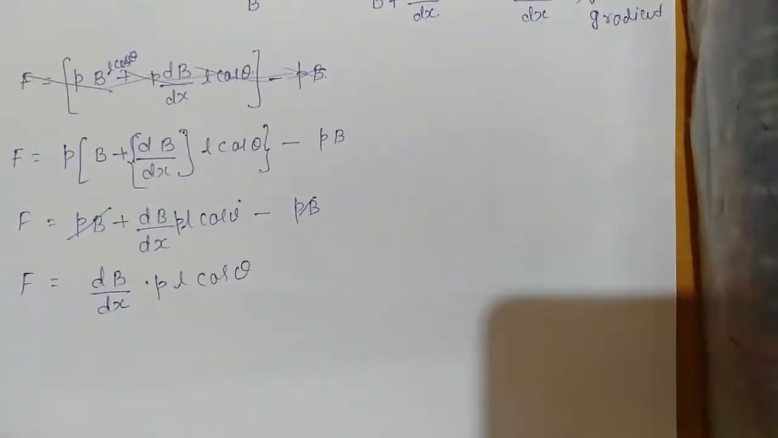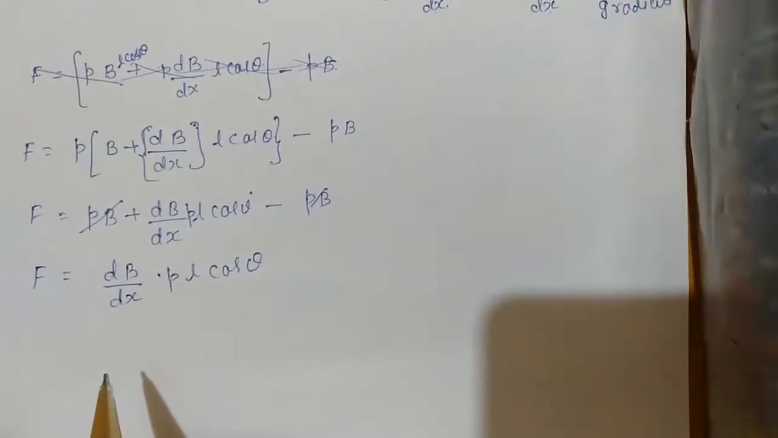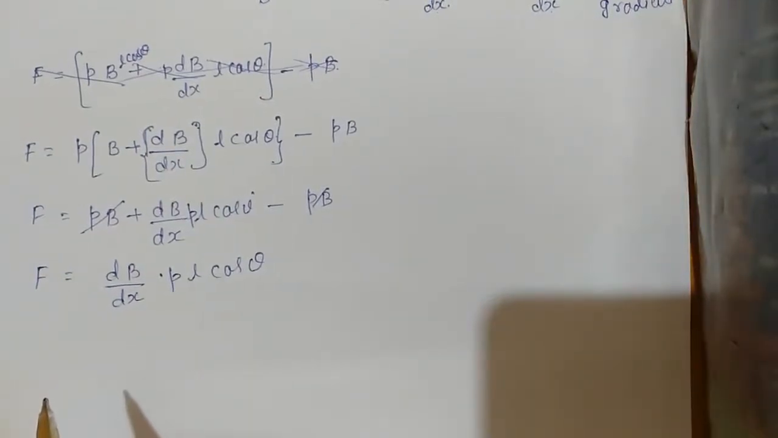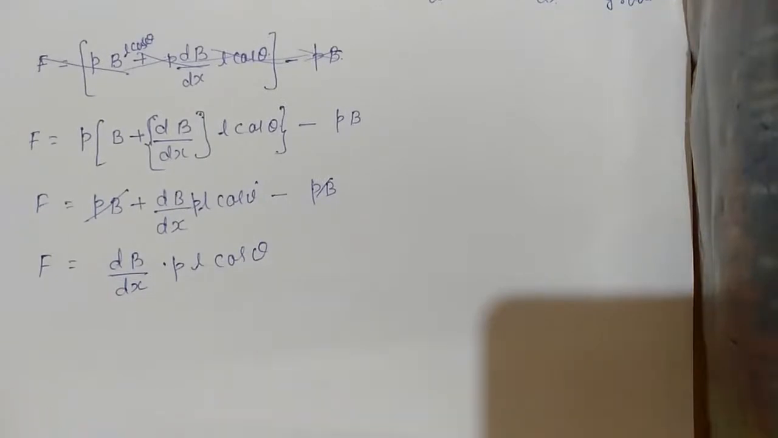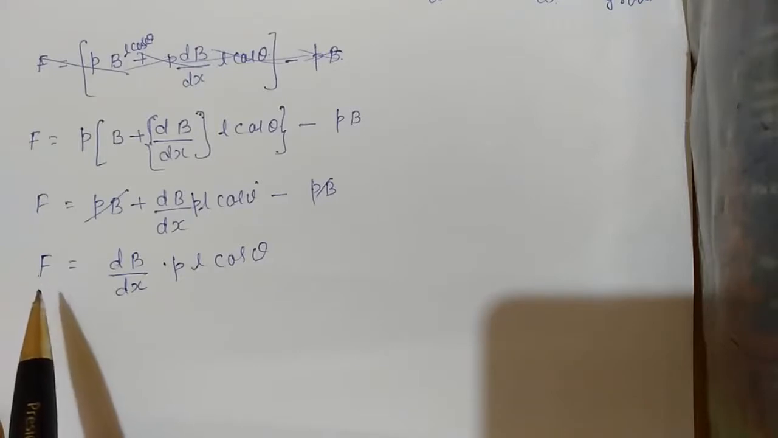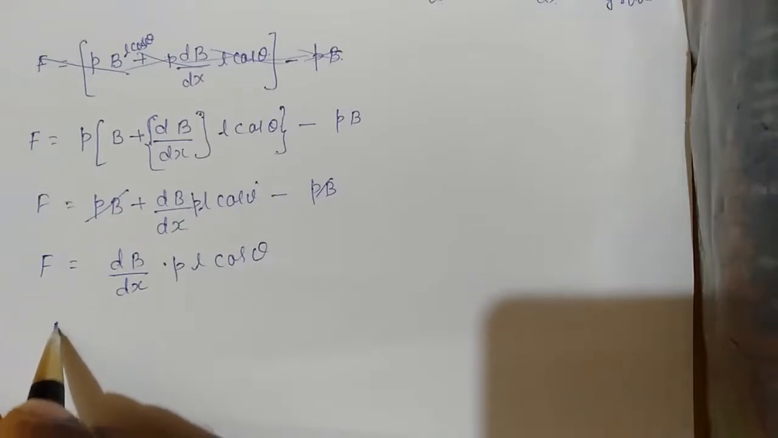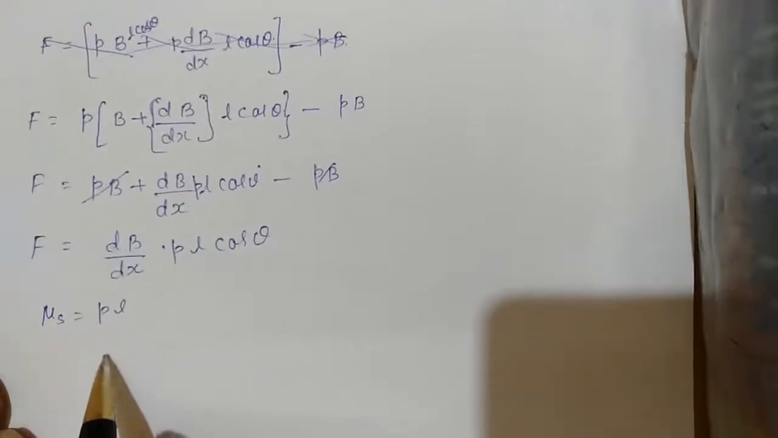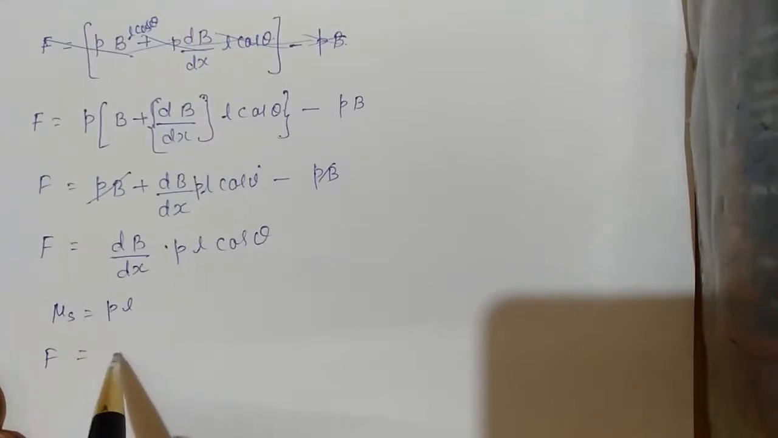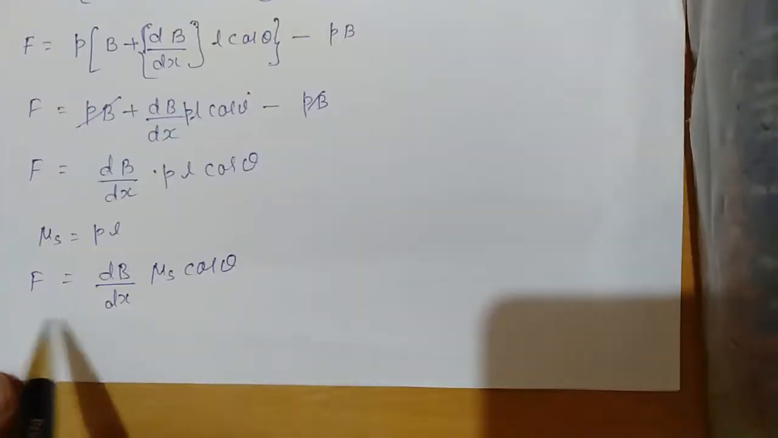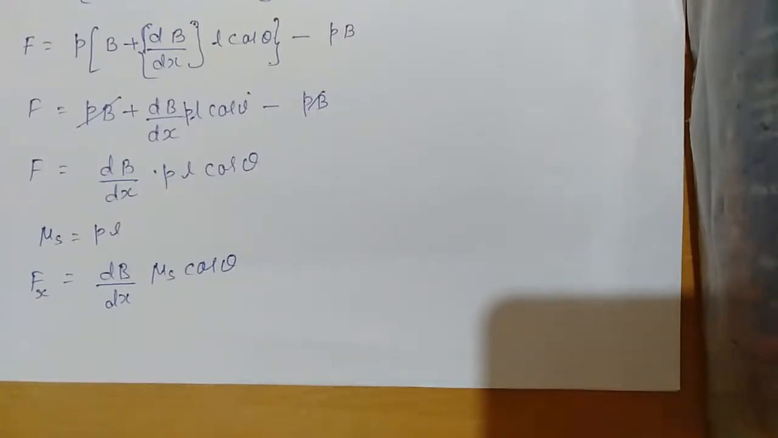Now let us calculate what is the net displacement that happens to the dipole. We know that there is a force acting on the dipole along with the torque. Now we have calculated the force. In this equation I'll put mu s as P into L, therefore F is equal to dB by dx into mu s into cos theta. Now I'll consider this force, which is acting along the x direction, as Fx is equal to dB by dx into mu s into cos theta.